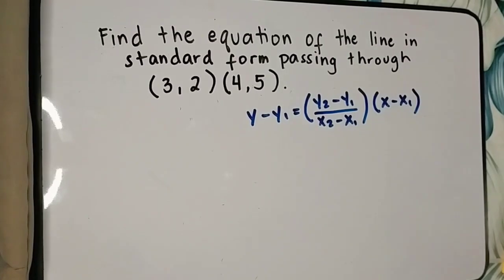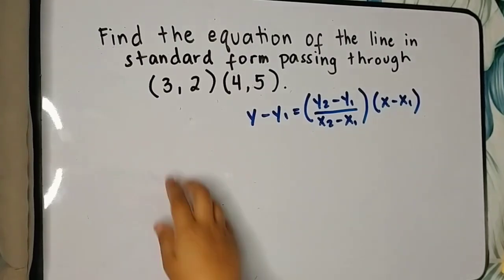First example, find the equation of the line in standard form passing through points 3, 2, and 4, 5. So, basically, we're going to use now the two-point form because we are given two coordinates. And again, the formula is y minus y sub 1 equals the quantity of y sub 2 minus y sub 1 over x sub 2 minus x sub 1 times the quantity of x minus x sub 1. So, the first step that we need to do is we're going to identify x sub 1, y sub 1, x sub 2, and y sub 2.